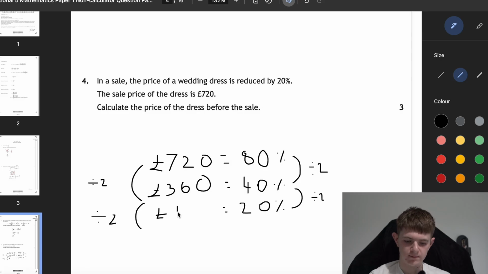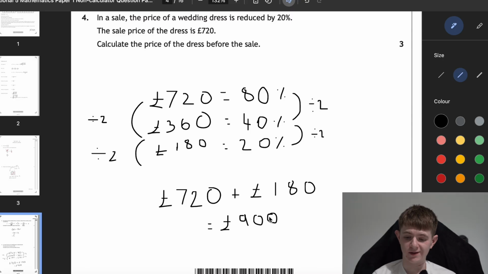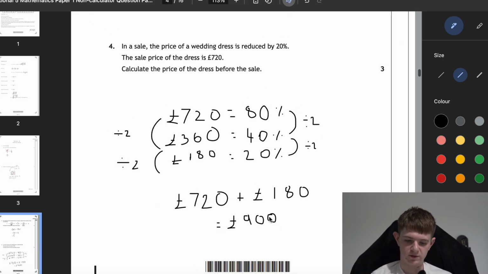We're not done yet. So we figured out what 20% is, but we now need to find 100%. So I'm going to add 180, or 20%, to the original 80%. So £720 add £180 is going to get you £900. Bosh, easy days. £900, if I can get my words out. That's 3 marks for you.